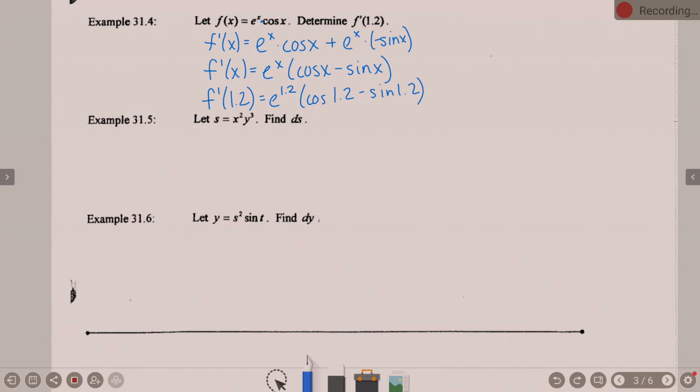Is this radians or degrees? No, radians, it doesn't say. It doesn't say degrees, so it's radians. So if I plug this, e to the 1.2 parentheses cosine 1.2 in parentheses minus sine 1.2 in parentheses. What'd you guys get? Negative 1.8914. Are we okay with that?